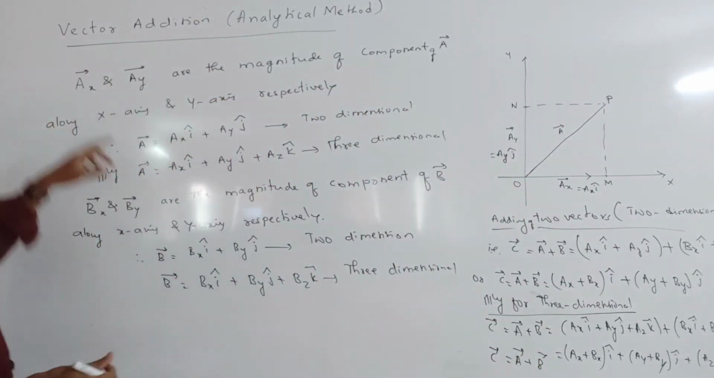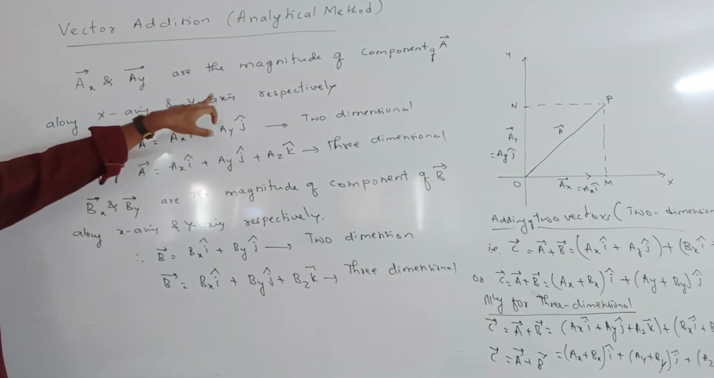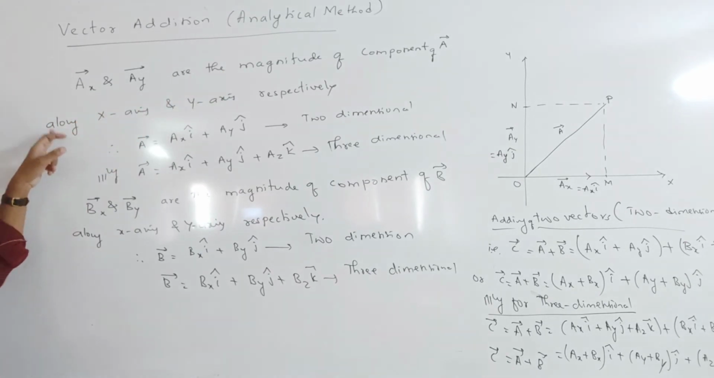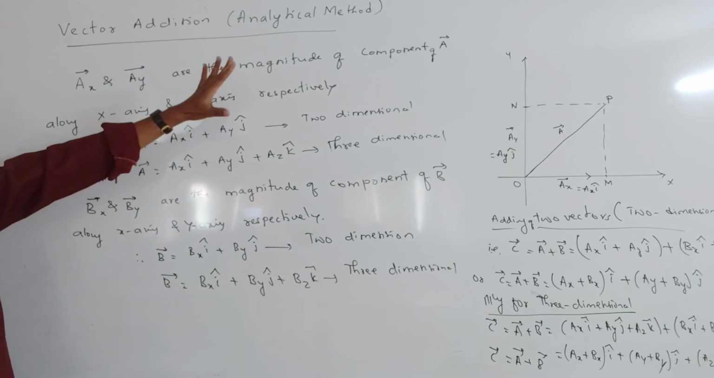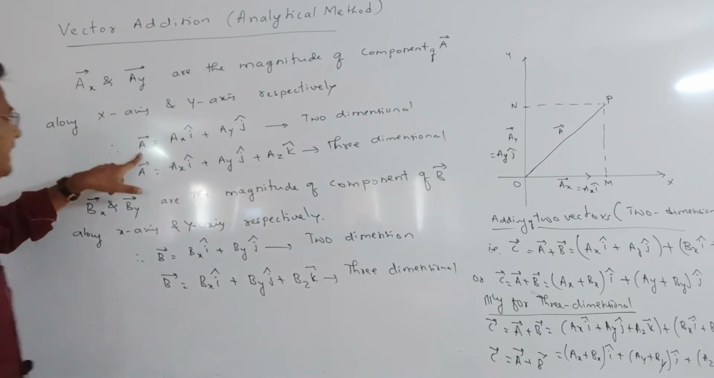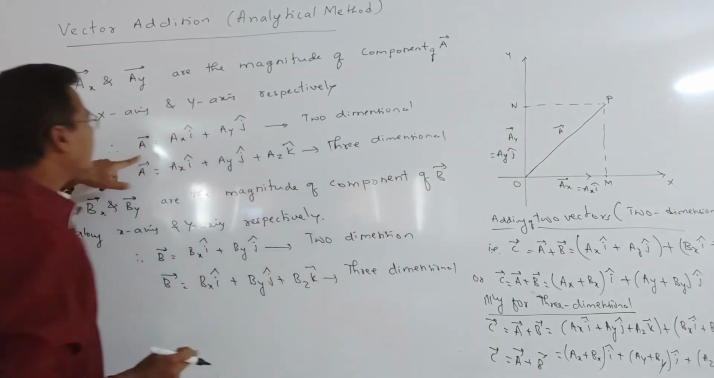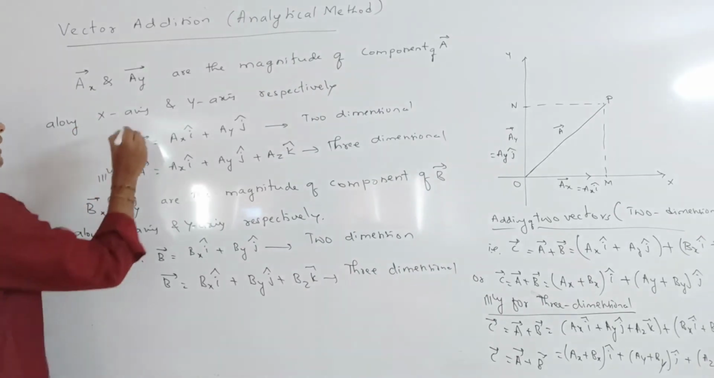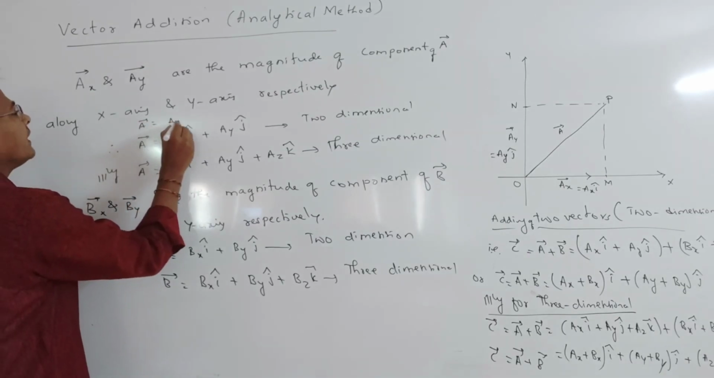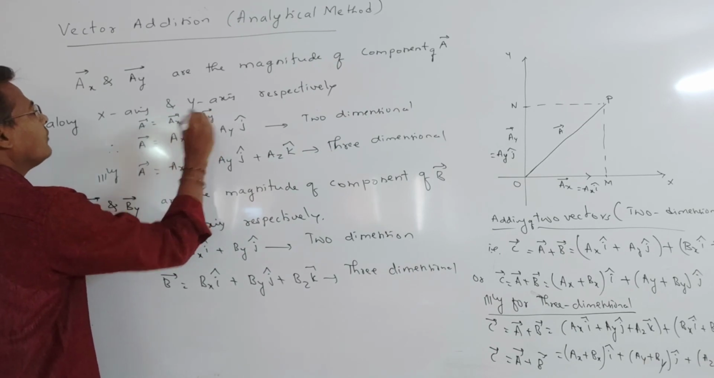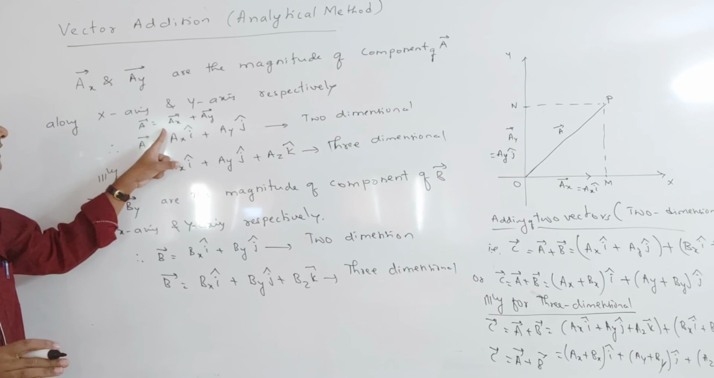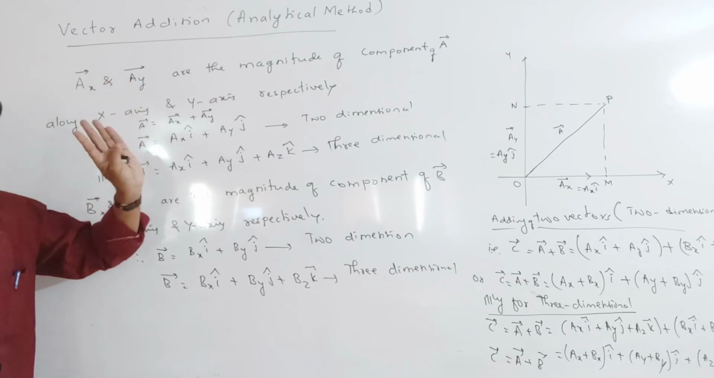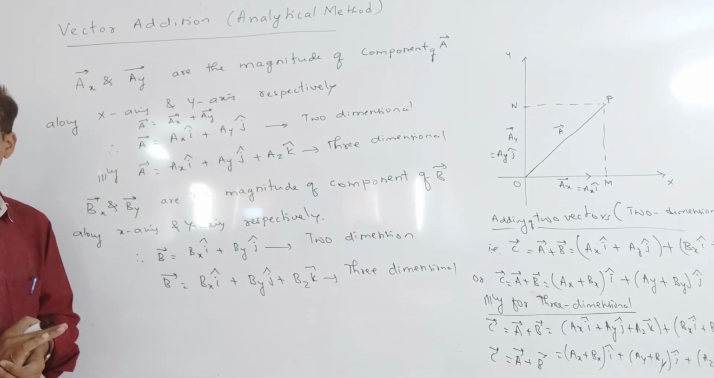So now we are considering only the XY plane, X axis and Y axis, means 2-dimensional. So Ax vector and Ay vector are the magnitude of component along X axis and Y axis respectively. So now see, A vector equals Ax vector plus Ay vector. What are these? Ax vector means Ax i cap plus Ay j cap. This is for only 2-dimensional, means X and Y axis is done.